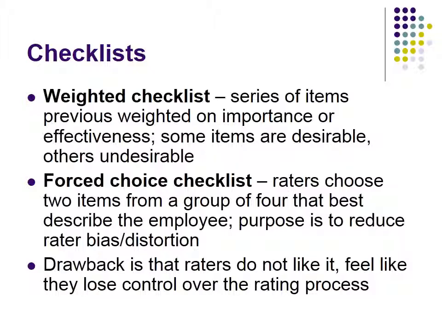More likely, though, what we're going to see is what's called a weighted checklist. It's a series of items that have previous weight or importance of effectiveness assigned to them. Some items are desirable, some are undesirable, and at different levels. So these weights are usually going to be made through some kind of subjective process, often involving an industrial organizational psychologist, possibly using the job analysis to determine which of these items on this checklist are really important to the job. Those should be weighted more, both positively and negative. And items that are kind of nice and we'd like to see on the job, but they don't have to be there, should be worth fewer points.